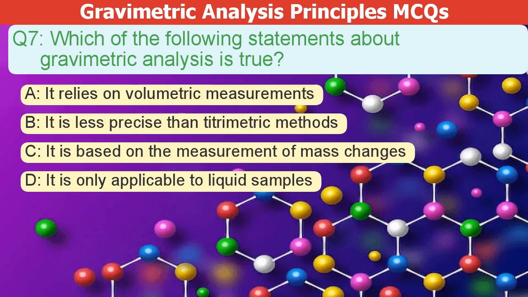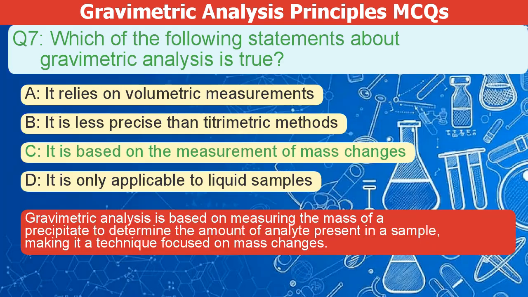Which of the following statements about gravimetric analysis is true? A. It relies on volumetric measurements. B. It is less precise than titrimetric methods. C. It is based on the measurement of mass changes. D. It is only applicable to liquid samples. The correct answer is C. Gravimetric analysis is based on measuring the mass of a precipitate to determine the amount of analyte present in a sample, making it a technique focused on mass changes.